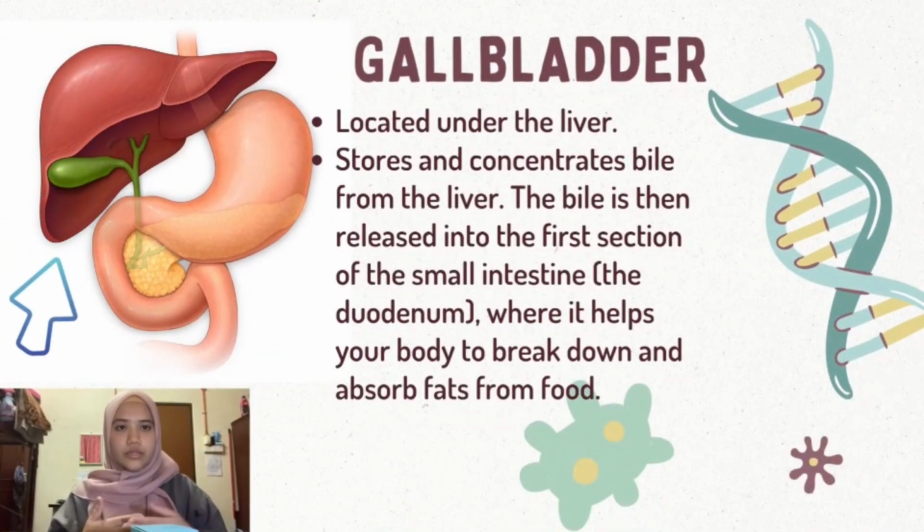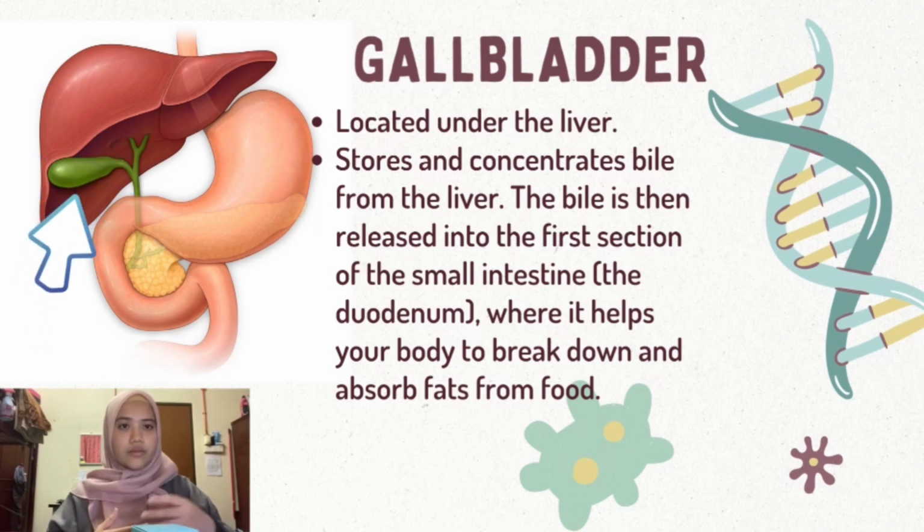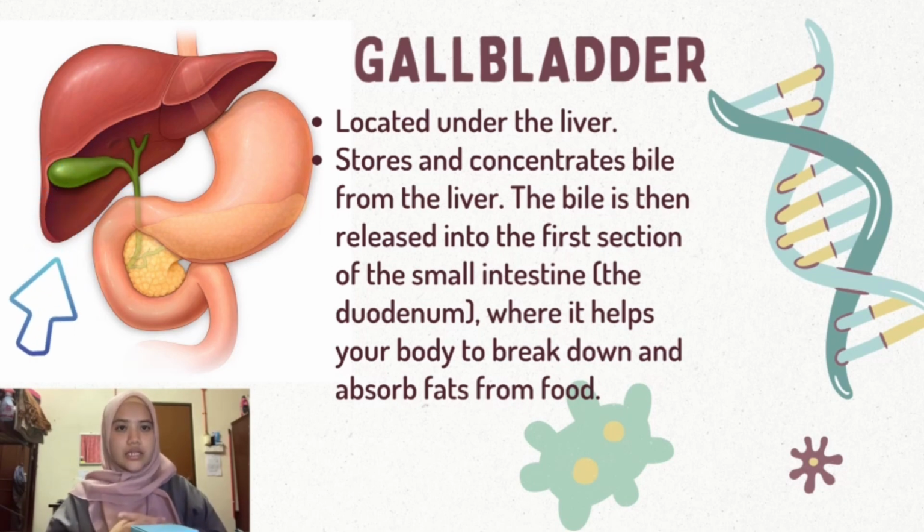Gallbladder, located under the liver, is to store and concentrate bile from the liver. The bile is then released into the first section of the small intestine, which is called the duodenum, where it helps your body to break down and absorb fats from food.